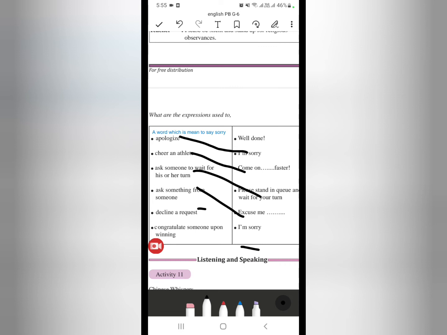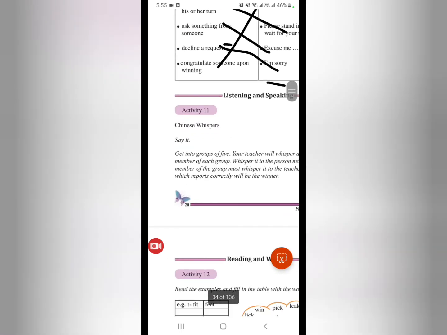If now you are asking, please, can you give me a pen? Then they will say, no, I can't give it. Then what will you do? I'm sorry. Like that you will say and go to the other person and ask. Then congratulate someone upon winning. If you want to congratulate, say congratulations. வாழ்த்துறது. Okay, congratulate someone upon winning. When they have won, you should congratulate. Then what will you use? Well done. You should use well done. Okay. Now we'll go to the other activity.